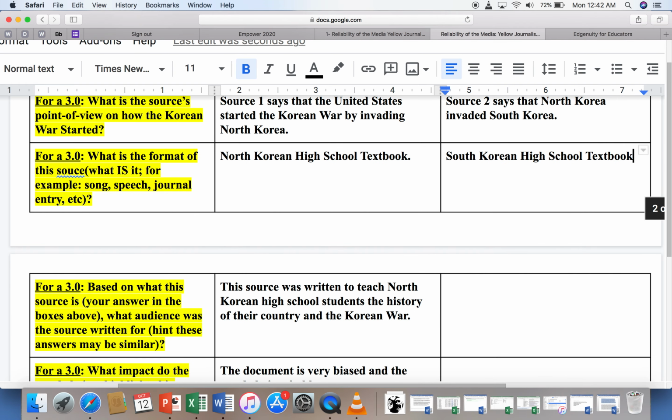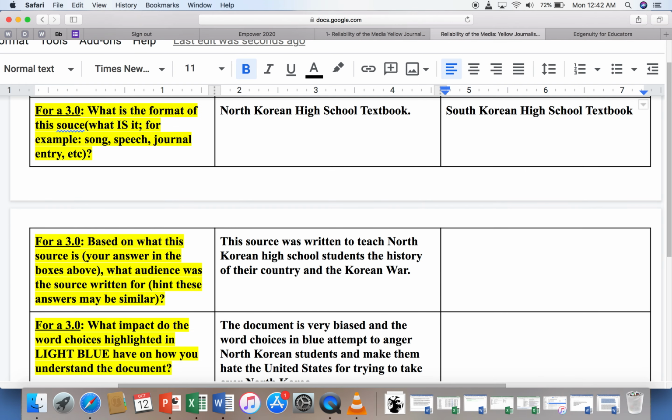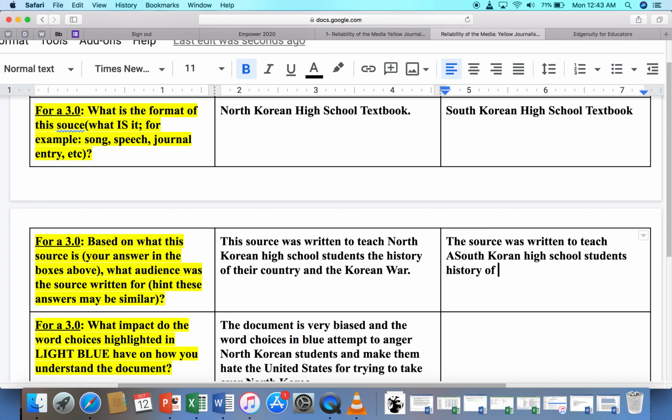Okay. Now let's take a look at this. For 3.0, based on what the source is, so we said it's a high school textbook, what is the audience? Well, let's go on ahead and put that forward. It's basically very similar to what we already put, right? The source was written to teach, this time, South Korean high school students history of their country and the Korean War. Right? Basically no difference. The only difference is, hey, because this is a textbook for South Korea, the audience is a little bit different. It's South Koreans instead of North Koreans.